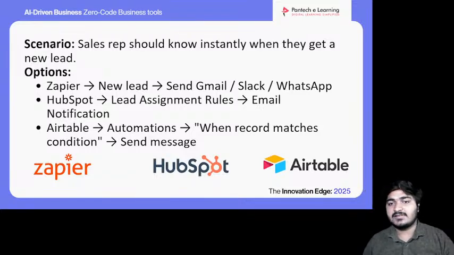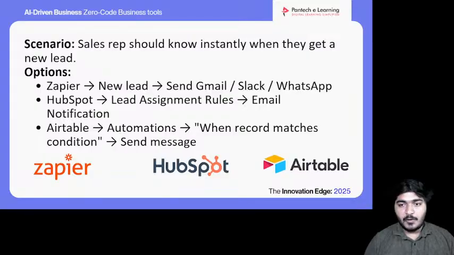Here, as an option, we use Zapier to create the new lead and send it using mail, Slack, or direct WhatsApp message, it can be anything. And HubSpot, which is the CRM application, is where the lead assignment rules are. As an example, if the job role of that lead is sales personnel, it will be assigned to the sales personnel folder or sales personnel data sheet. So that's where the lead assignment rules come from.